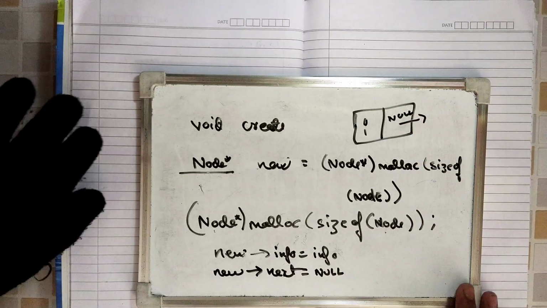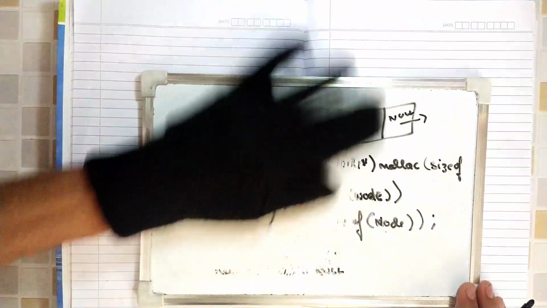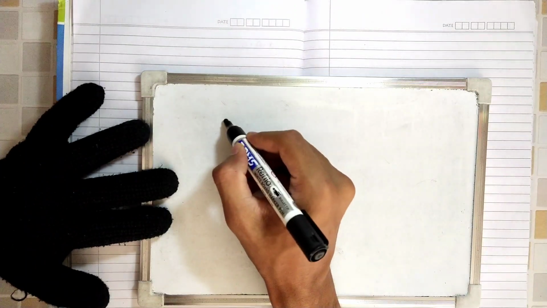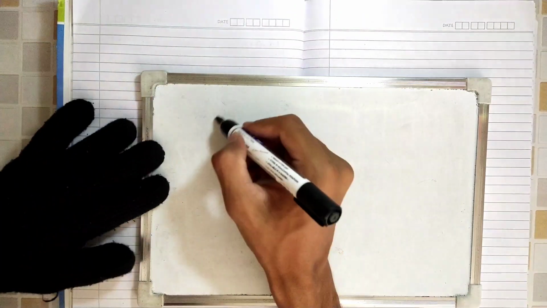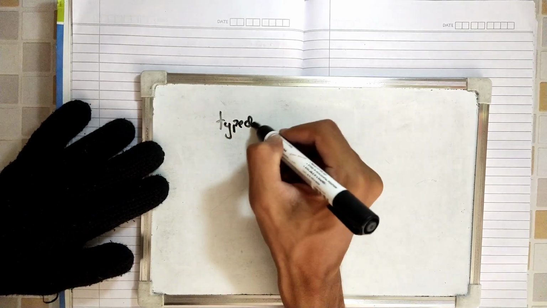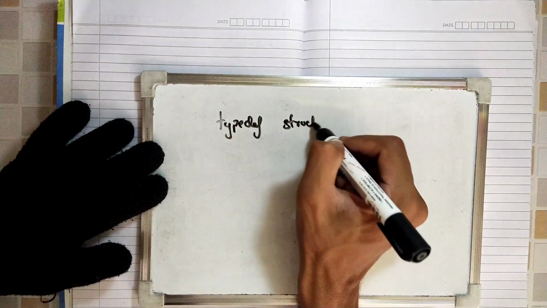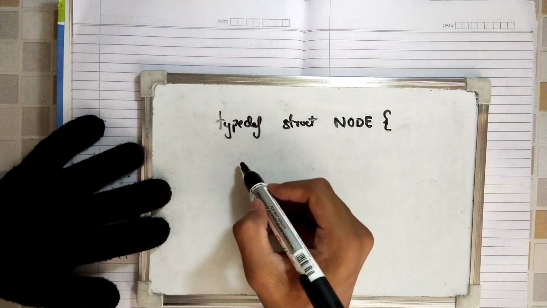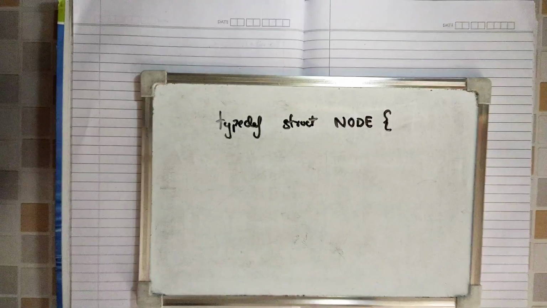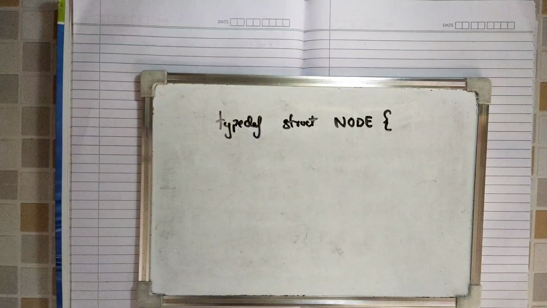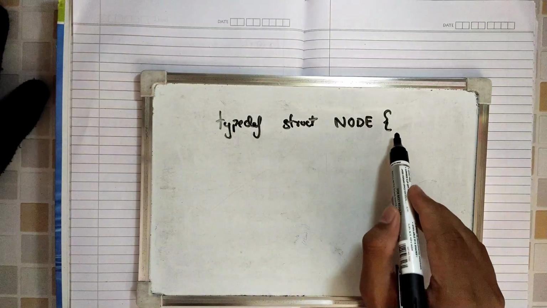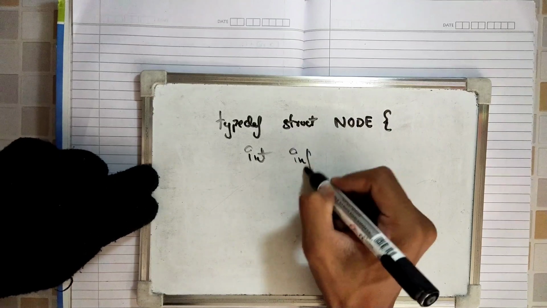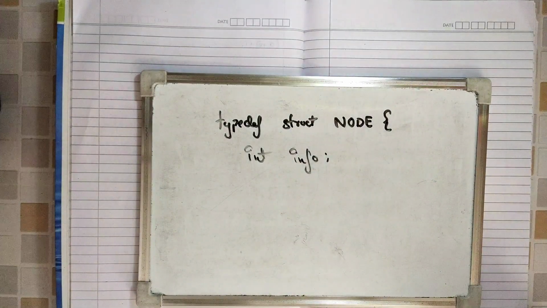Usually I will first write the type structure. So let me show you how this structure is declared. I will write struct, which is necessary, typedef struct node. Under this typedef struct node, we will now declare the members. Int info, only info.